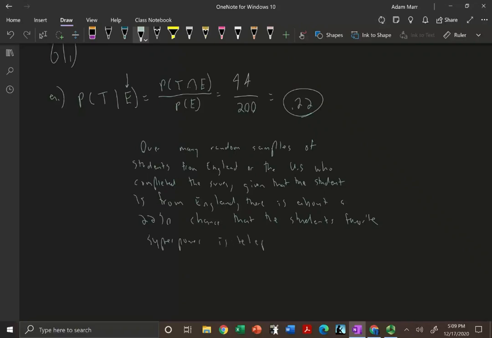All right, so it's kind of long right there, but basically you're just saying that over many large random samples, right, of the whole, in this case, population, right? And then we just define right here, it says, given that the student is from England, there's about a 22% chance that the student's favorite superpower is telepathy. All right, something about like that.